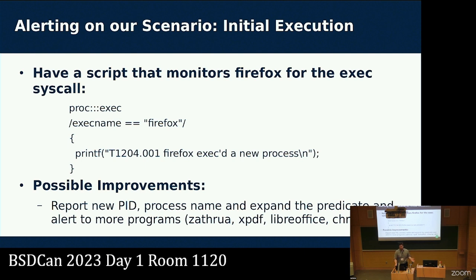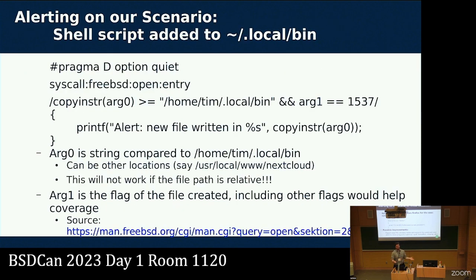Test it first. The first one might look a little bit counterintuitive, but it's looking for Firefox using the exec system call. If Firefox uses the exec system call, then it will print an alert. And there are some possible improvements up there. You might want to extend this to other programs, like if your PDF reader spawns a new process, maybe that's something to be aware of.